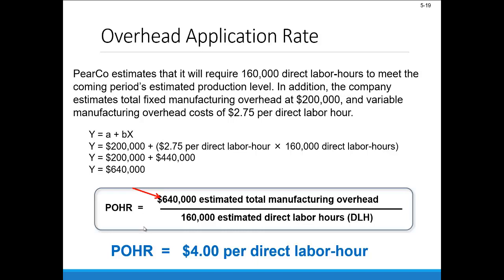So then our predetermined overhead rate becomes the $640,000 estimated total overhead cost divided by the 160,000 estimated direct labor hours we're going to have in that same upcoming period. So when we do the math, we get $4 per direct labor hour. And as we'll see, as we start to work on jobs, we're going to apply overhead costs at this rate of $4 per direct labor hour to every single job as we work on it. So as jobs have labor put toward them, we'll assign $4 per labor hour worth of overhead costs to that same job.